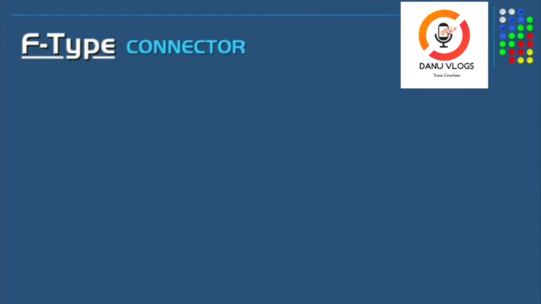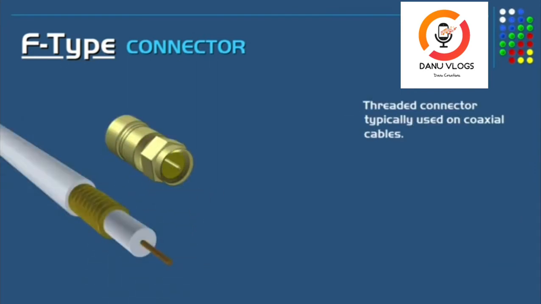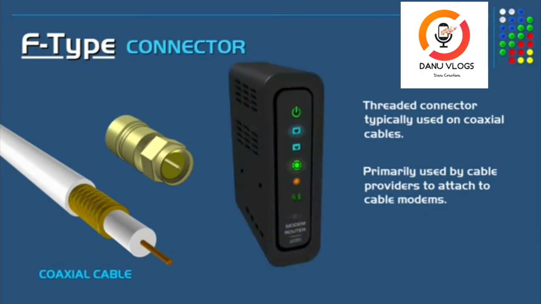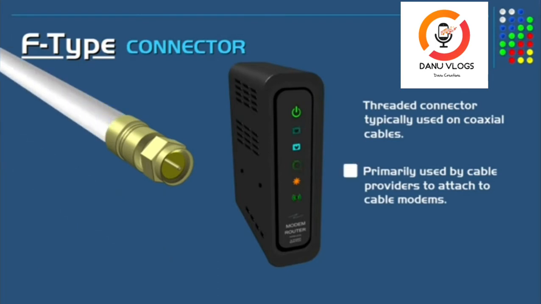Now this connector is called the F-type. This is a threaded connector typically used on coaxial cables. These are primarily used by cable providers to attach to cable modems. So if you have broadband cable like I do, you will have a modem with a coaxial cable attached to an F-type connector that screws into the back of your modem that attaches with a nut. And in addition to being used with broadband cable, they are also used with satellite internet.